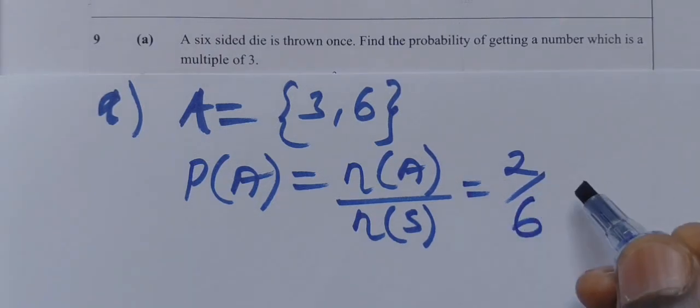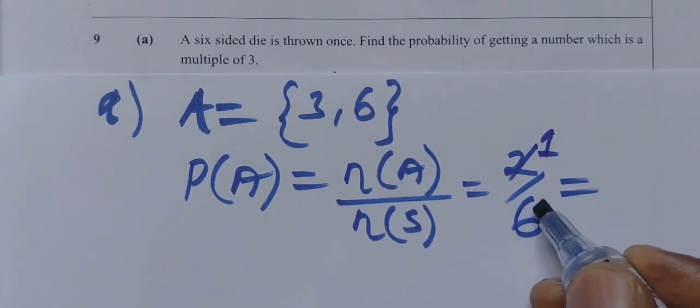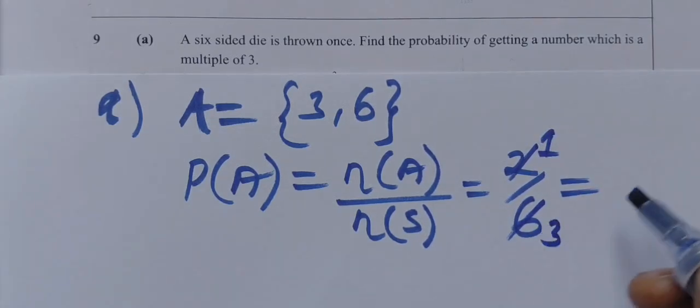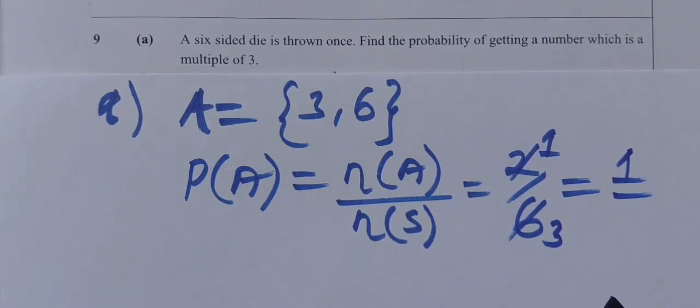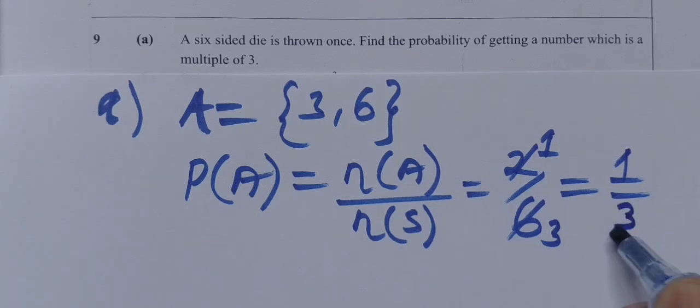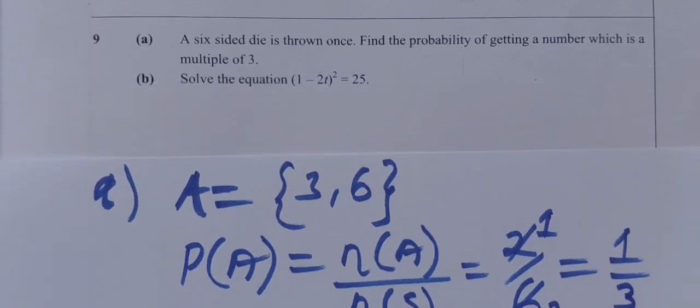So this can reduce to 2 into 2, that is 1 there, and 2 into 6, that is 3. So the probability of getting a number which is a multiple of 3 is 1 over 3. So this is the solution for the first part. Then going to the next part, B.